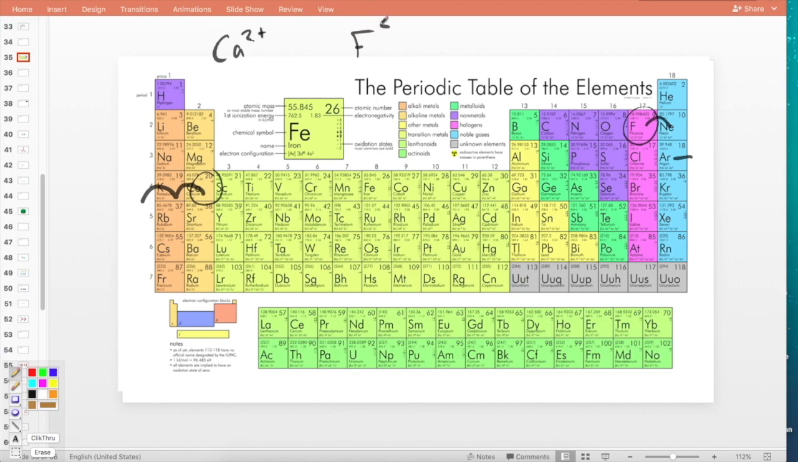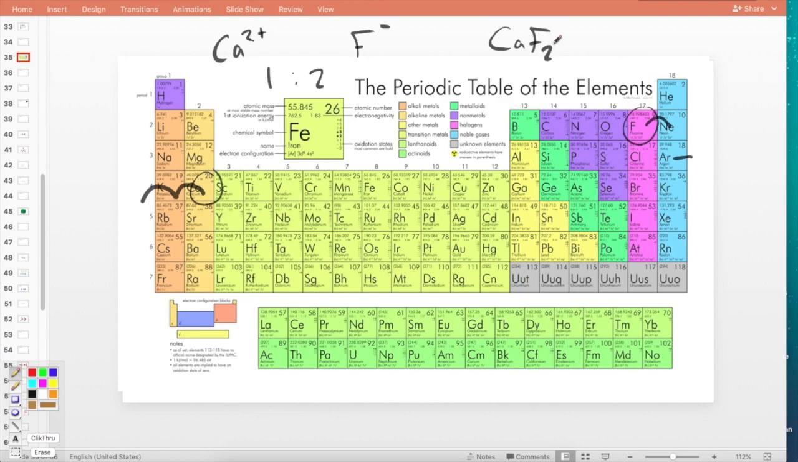So what would the formula be? Remember, they're going to join together in the simplest ratio to cancel out their charges. So if this is 2+ and this is 1-, what's the ratio going to be? Yeah, very simple. It's going to be a 1 to 2 ratio. It's going to take 2 of these to cancel out the charge of 1 of these. Therefore, my formula would be CaF2.